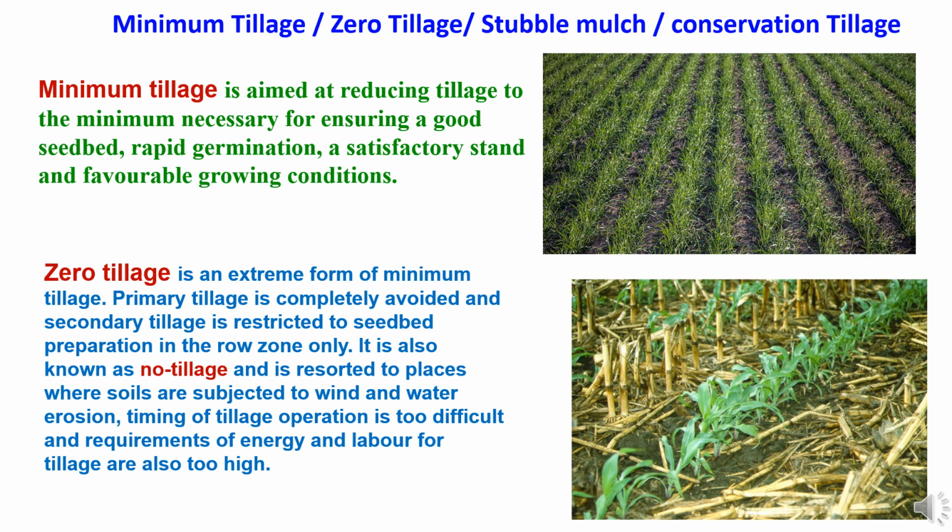In minimum tillage, zero tillage, stubble mulch tillage, and conservation tillage, farming means the soil is left alone and the remainder of the last crop decomposes into the soil. These tillage methods allow dead plants to decompose and provide energy to the soil.